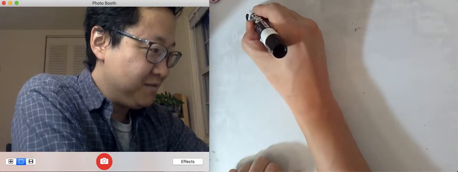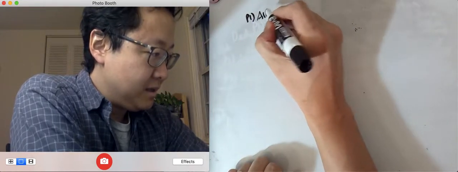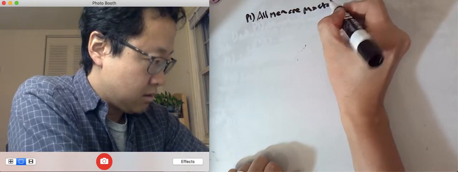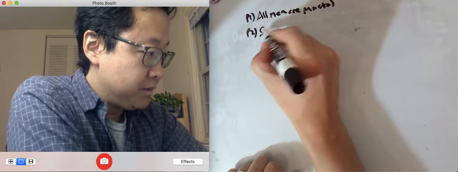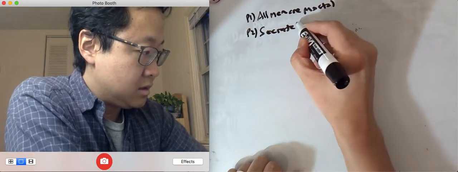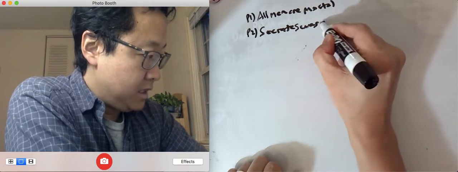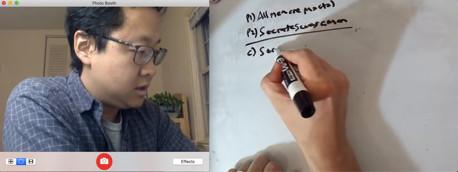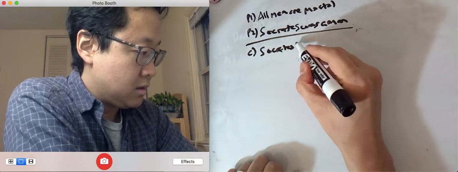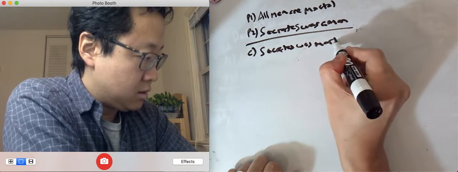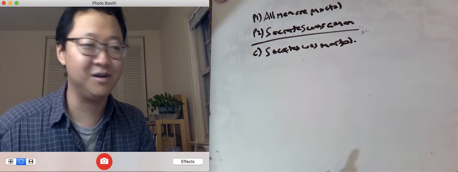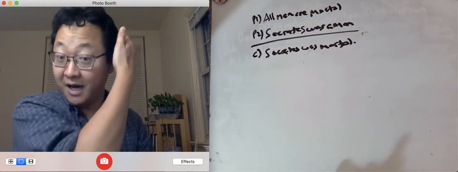So here's a familiar one. Premise 1: All men are mortal. Premise 2: Socrates was a man. Conclusion: Socrates was mortal. Okay, it's one of our most common well-known arguments. Now this argument is valid.